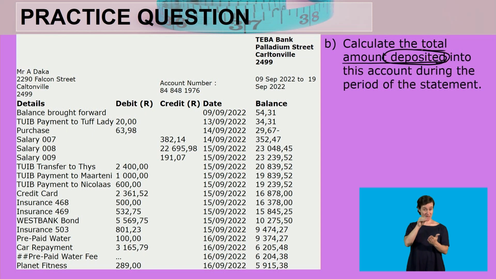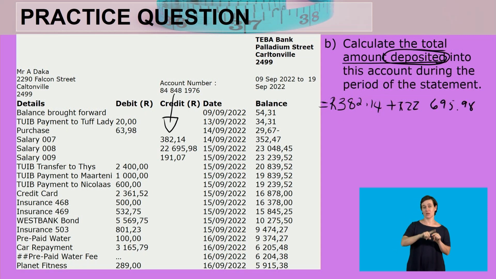So deposited simply means we are going to be looking at the credit column. So now looking at those three values, adding them together, we have 382 rand 14 cents plus 22,695 rand 98 plus 191 rand 7 cents. So working those three values, they will give you a total amount of 23,000. Where is it? Just work it out.